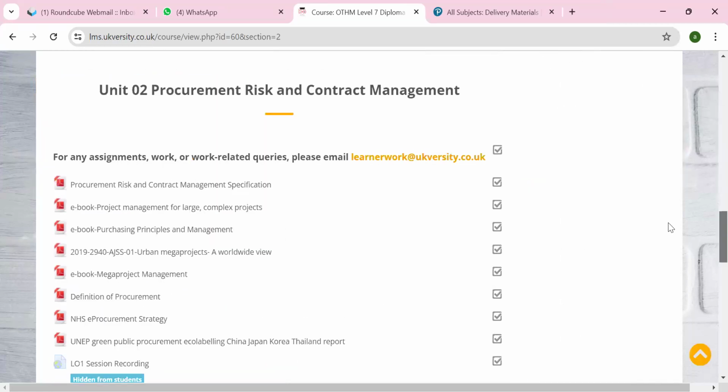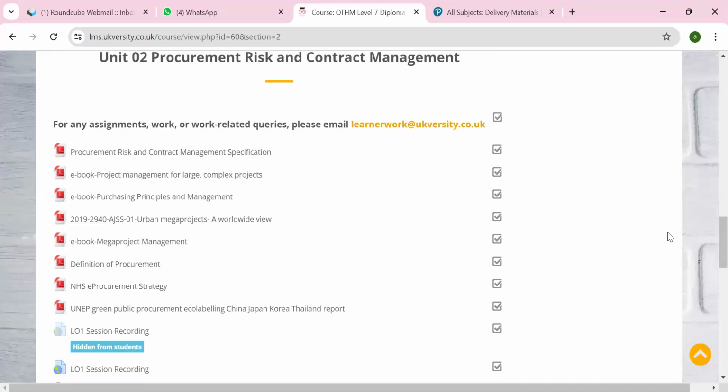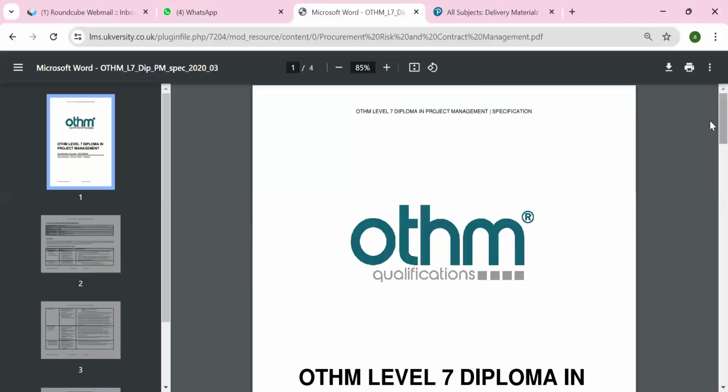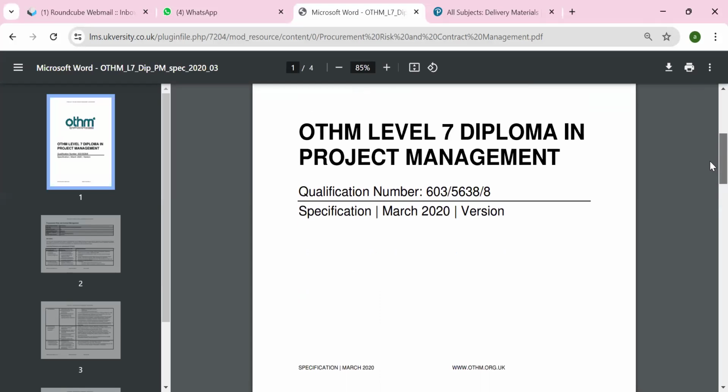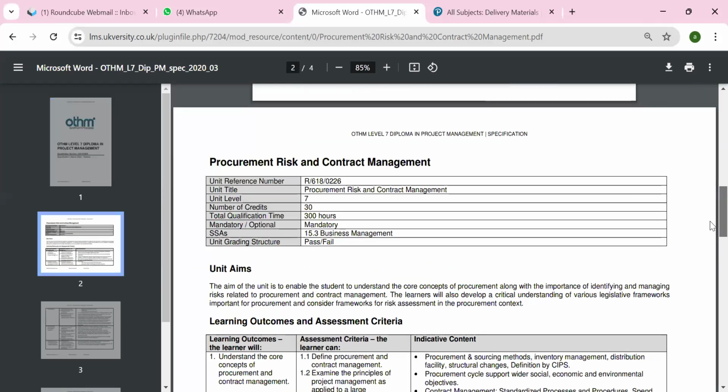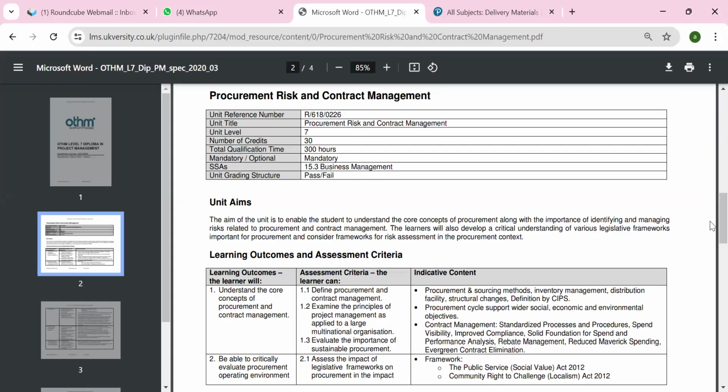So please, we are doing unit 2, procurement. It's always good, before starting, to reflect on what we're supposed to learn under this unit. We are doing OTHM level 7, Diploma in Project Management, and this unit, which is unit 2, is a mandatory unit. Procurement. Risk means the probability of something happening. Contract always needs offer, acceptance, and consideration. And management is the process of designing an environment to achieve pre-selected objectives.